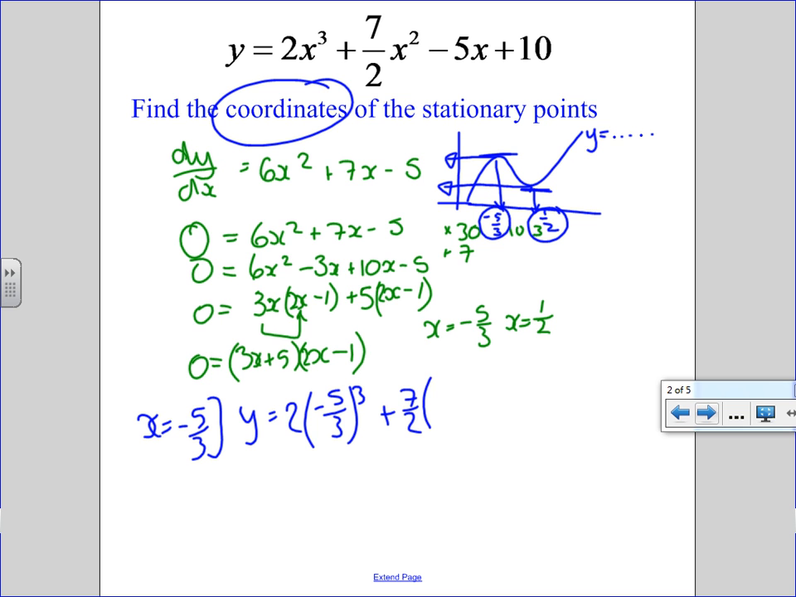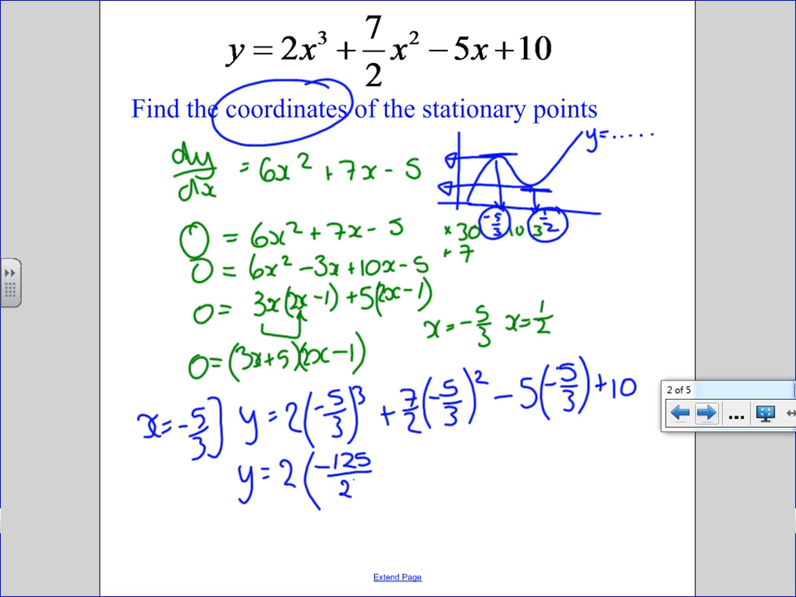This is a horrible equation, but it's not that bad, and you've got a calculator, because this is C2. But this could be in C1, so let's try and do it without a calculator, because this could be the sort of thing you'd get in a C1 paper. So you've got a negative cubed is negative. So that's minus 125 over 27, plus 7 over 2.